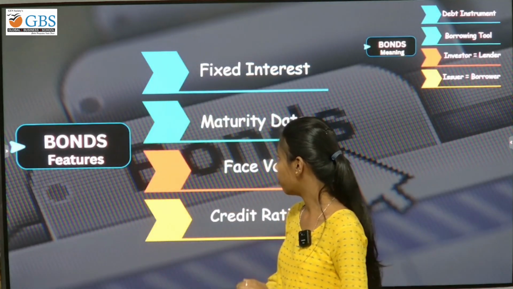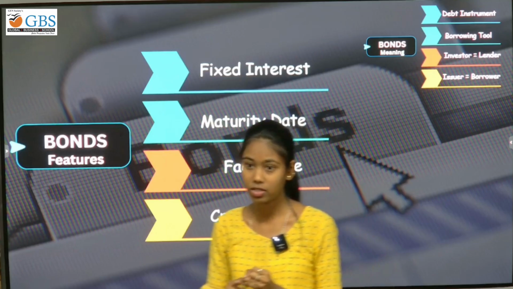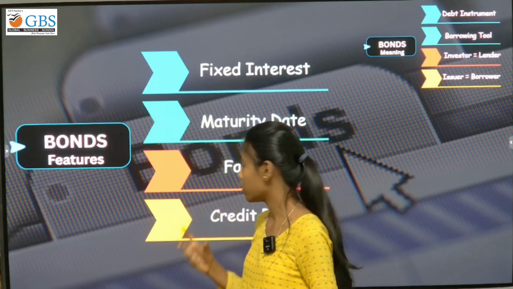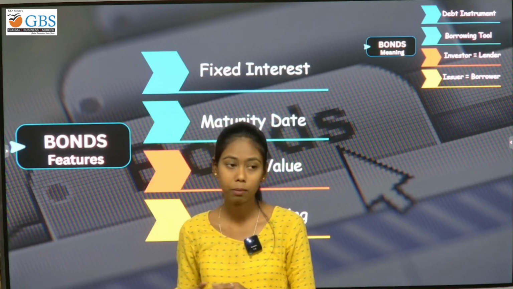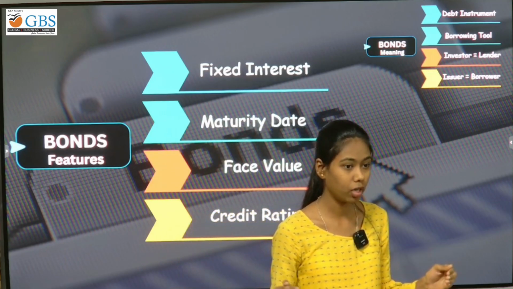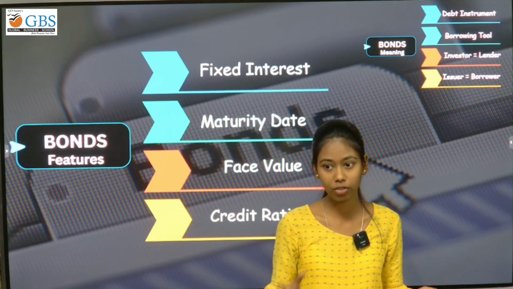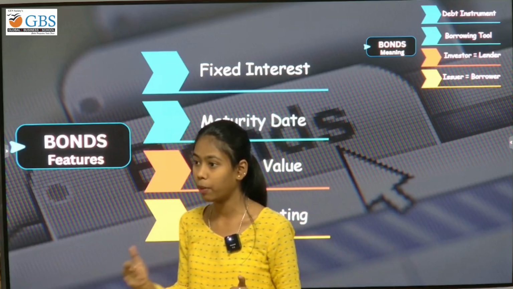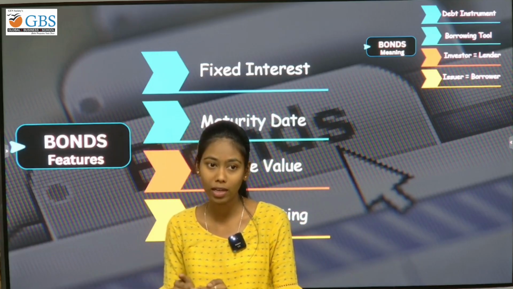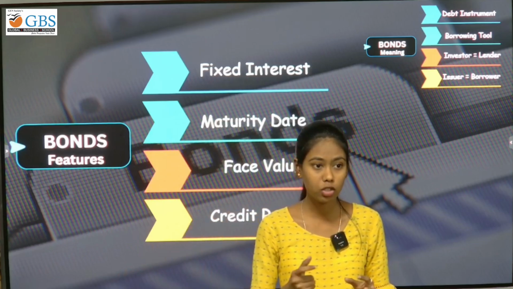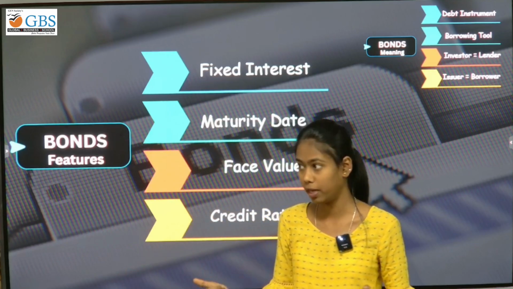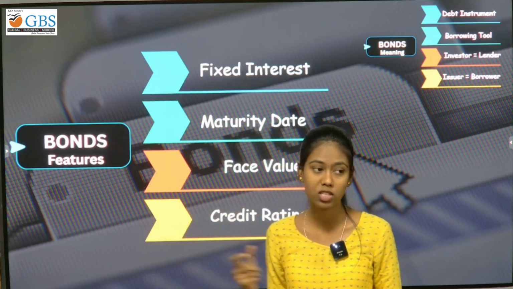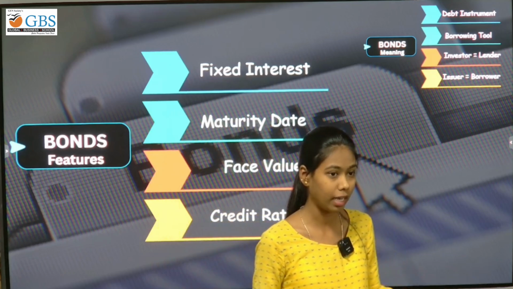The next are the bond features. The first one is the fixed interest rate. There will be a fixed interest rate on the bonds. The next one is the maturity date. Maturity date is nothing but a certain time period for the bonds, for example 1 year or 5 years. Face value is nothing but issuing at par. For example, if the bond value is 100 rupees, the company will issue the bond at 100 rupees to the public. The next one is credit rating. These are the ratings provided by credit rating agencies.